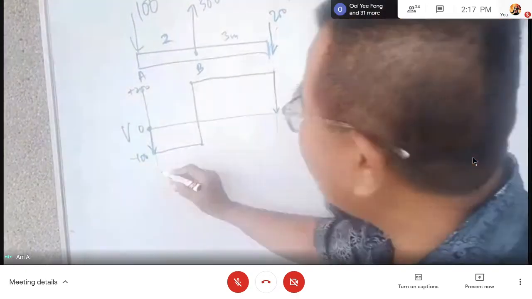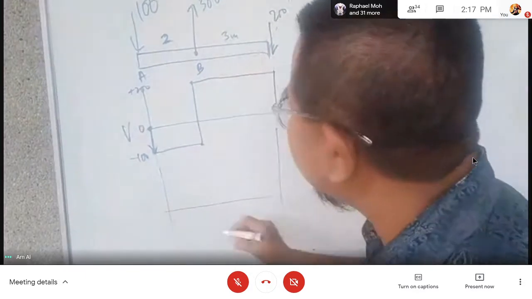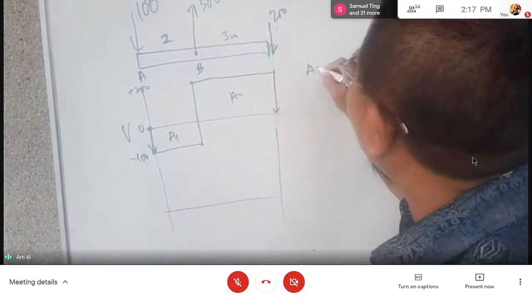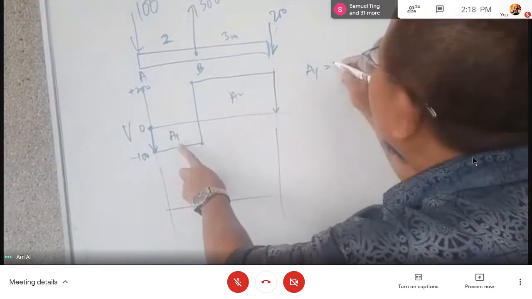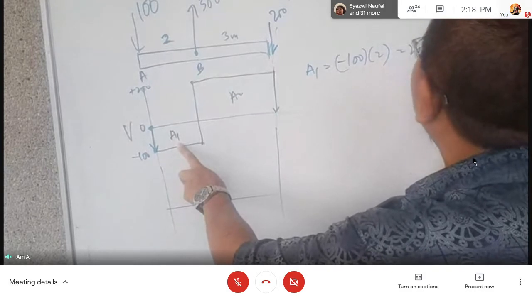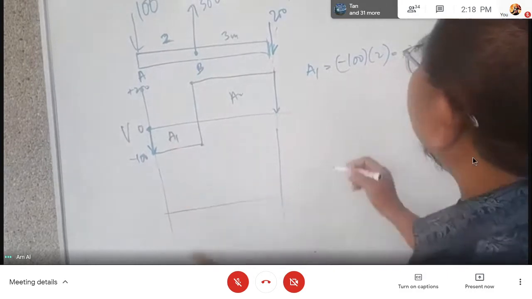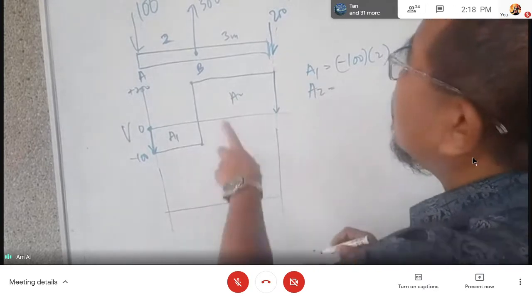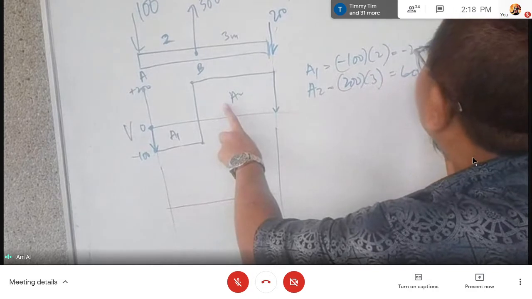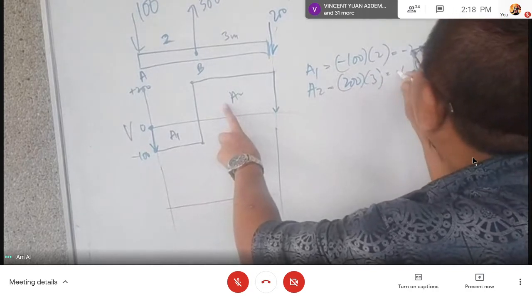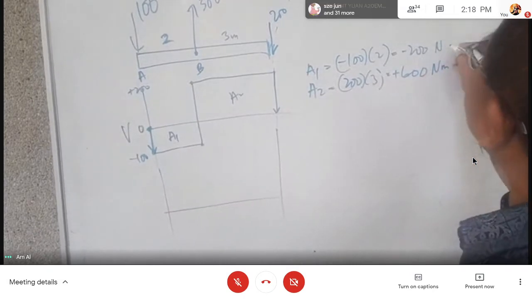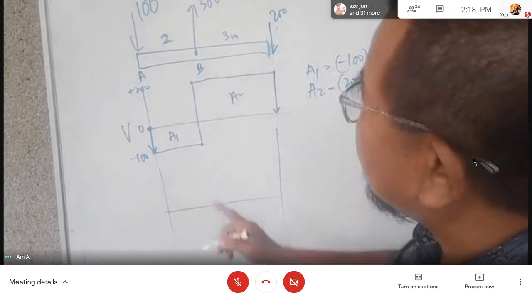Okay? And then we go at the moment. So area 1 and area 2. Area 1 is what? Minus 100 times 2 is equal to 200 Newton meter, so that is negative. Area 2 is what? 200 times 3 is equal to 600, so that is positive. Be careful with this. Newton meter. Okay?